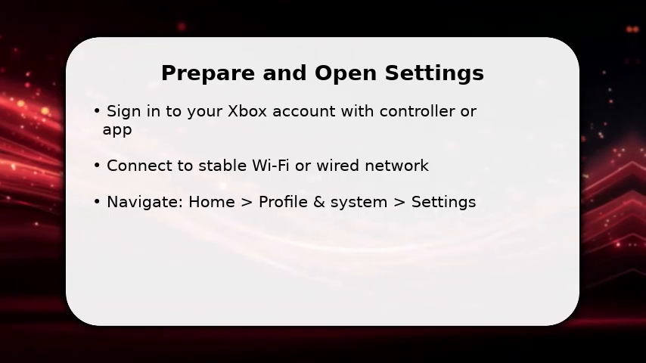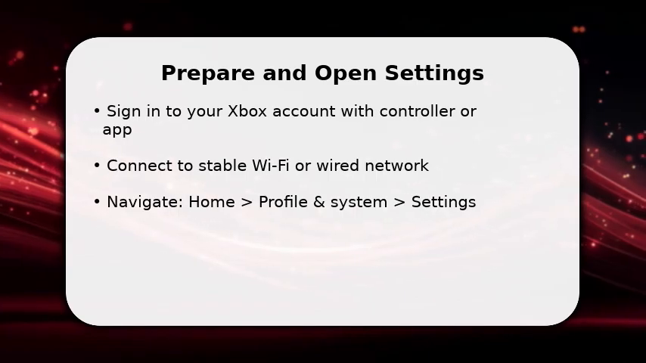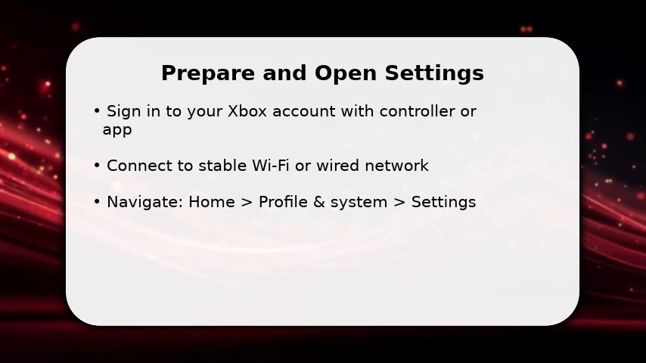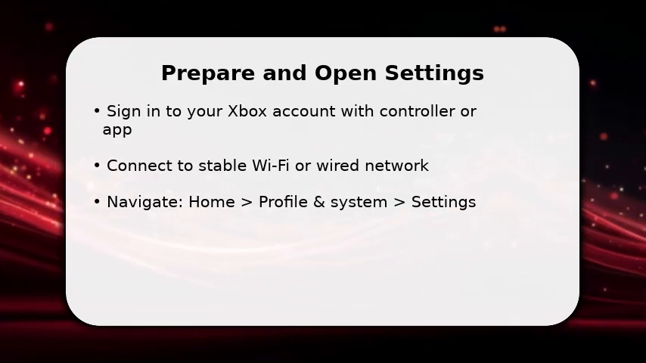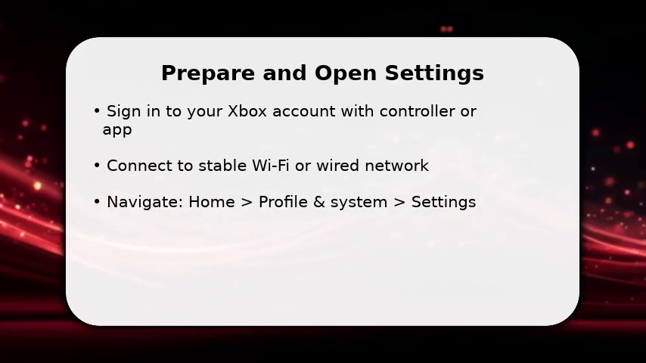Once logged in, press the Xbox button to open the guide, then go to Profile and System and select Settings. Make sure your Xbox has power mode set to allow updates. This lets downloads occur in the background. At this point, you're in the right menu and ready to change update behavior.